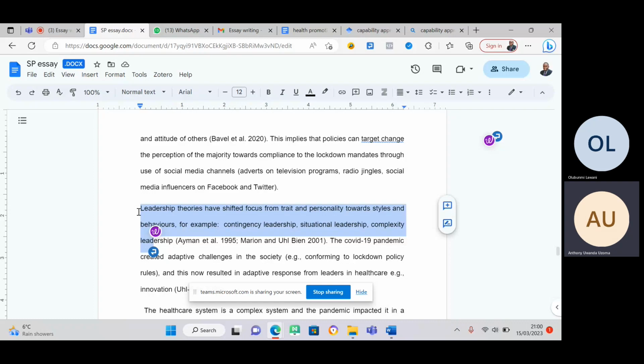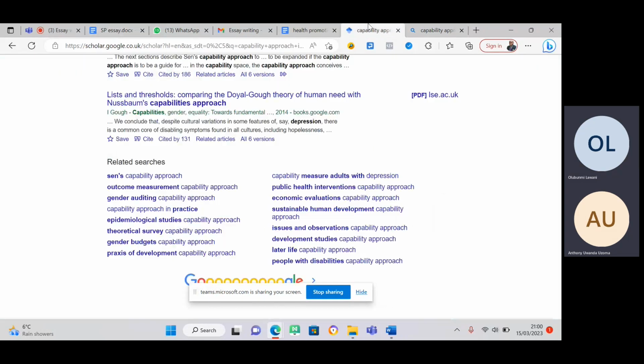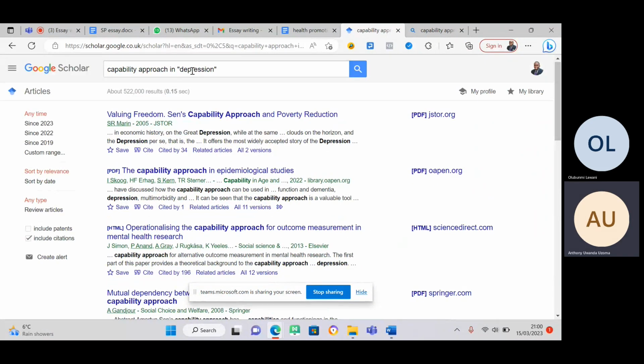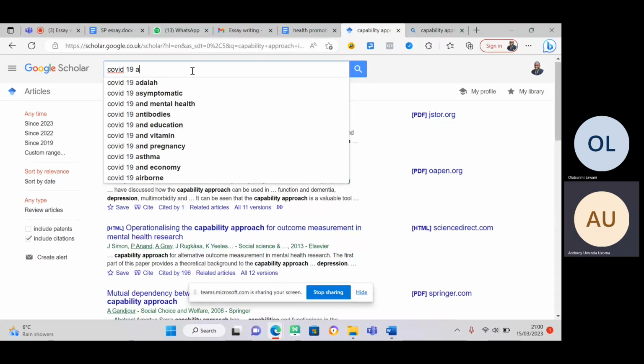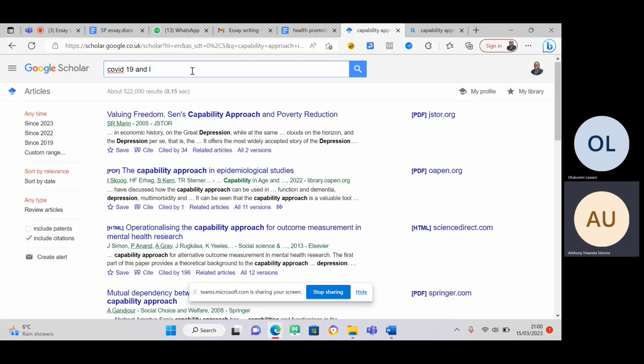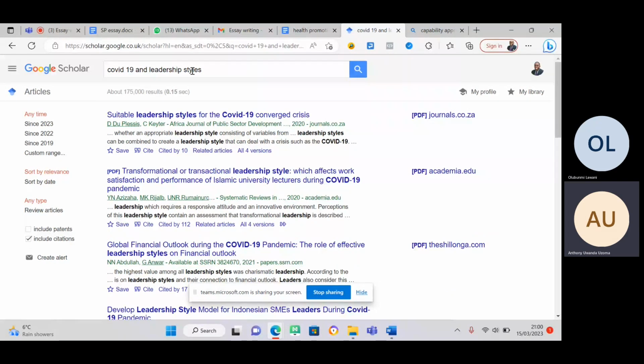Remember, there are different types, but I'm looking for the one that applies to my topic. At that time I was trying to use Google Scholar. I was trying to type something like COVID-19 and leadership, leadership styles, because by that time I had read the different leadership styles. They just mentioned them in the PowerPoint, but I'm looking for an example that applies to my topic.